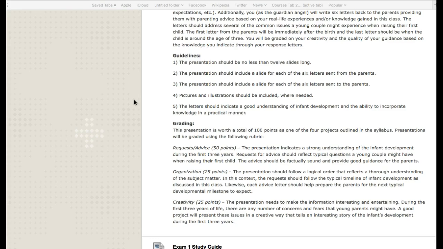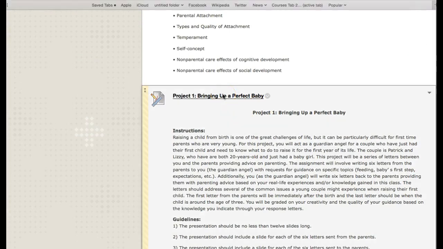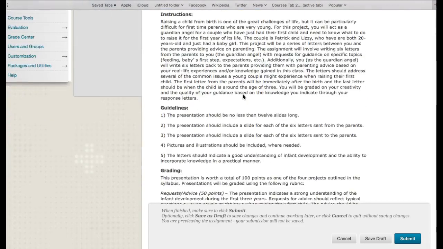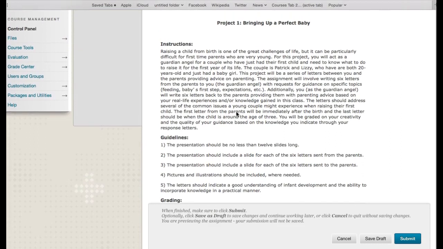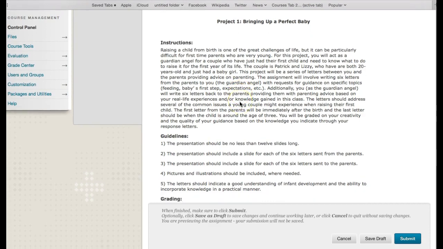The grading for this assignment will be as follows. It's out of 100 points, so 50 points will be your requests and your advice, 25 points will be for your organization of your topics, and creativity will be 25 points as well. So let's go ahead and click on it. Let's see what pops up if we click on this link. Okay, so not much pops up. Of course, they want you to read the prompt and review the letters.